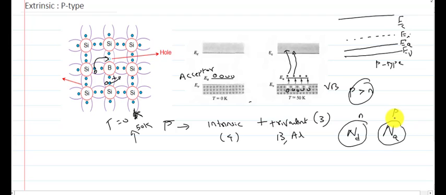In the next lecture, we will study the concept of effective mass, then the Fermi level and the Fermi-Dirac distribution. That will be the next lecture.